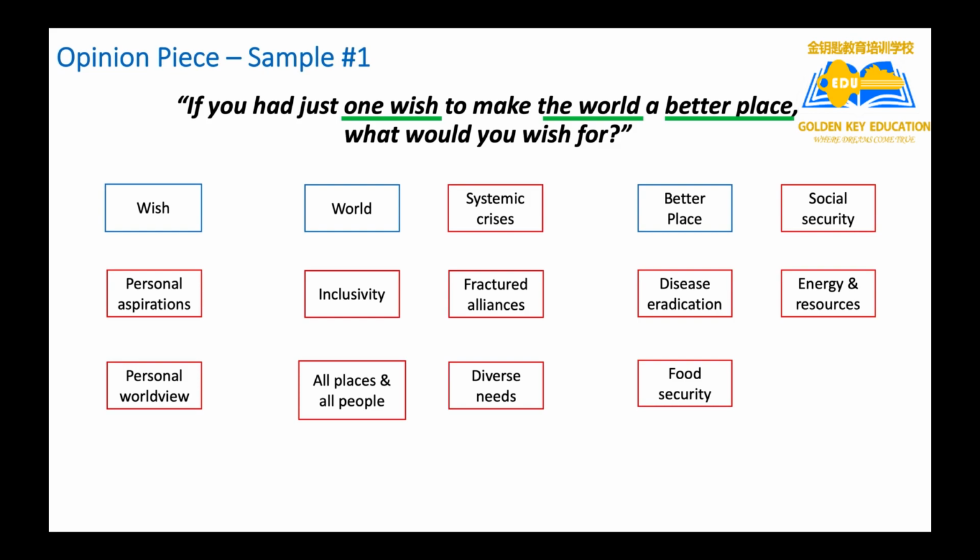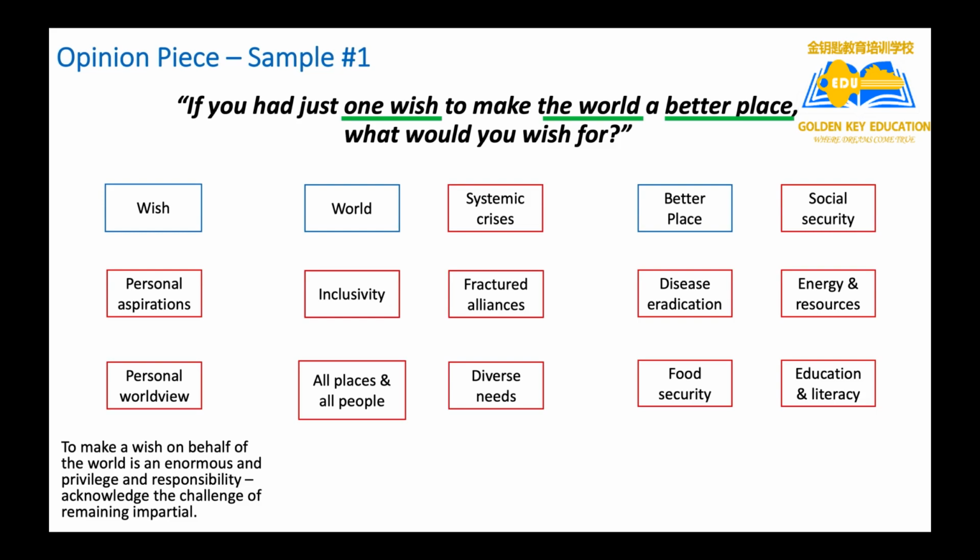Energy and resources. So again, taking it to another dimension. And then education and literacy, which is quite important because with knowledge comes the empowerment to make changes which would make the world a better place. So let's try and construct a narrative around some of these ideas and see where the connections lie. So let's look at the wish column.